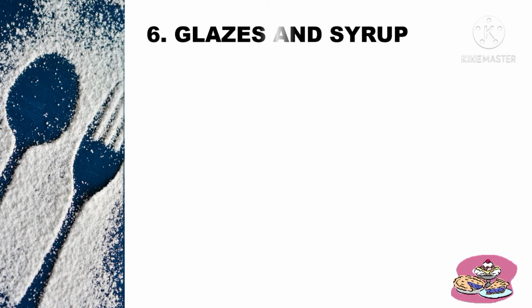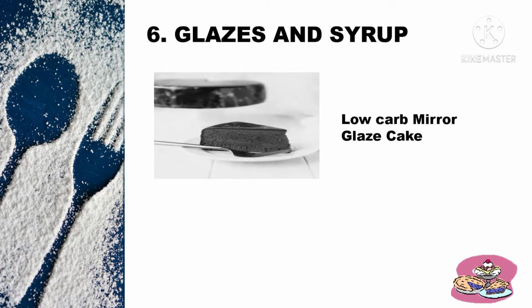Number 6. Glazes and syrup. Glazes and syrups can be used as fillings but will not provide a filling with any thickness. They do provide extra flavor and help seal in the moisture of the cake. The cake can be stored at room temperature when the filling is a glaze or syrup, unless the cake or frosting requires refrigeration. Example of this is what we call low-carb mirror glaze.